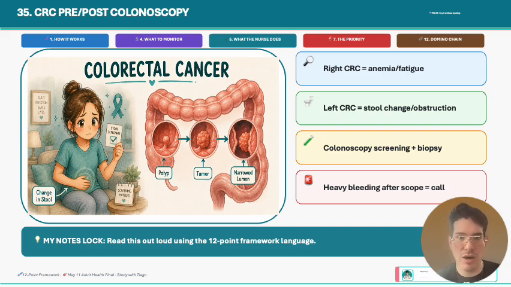CEA, carcinoembryonic antigen, is not a screening test by itself. It is often trended after colorectal cancer treatments to monitor for recurrence or response. So think of your colonoscopy prep as cleaning the windshield. If the windshield is dirty, the provider cannot see the road.